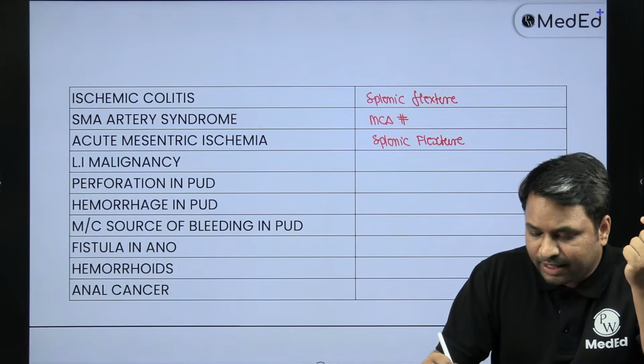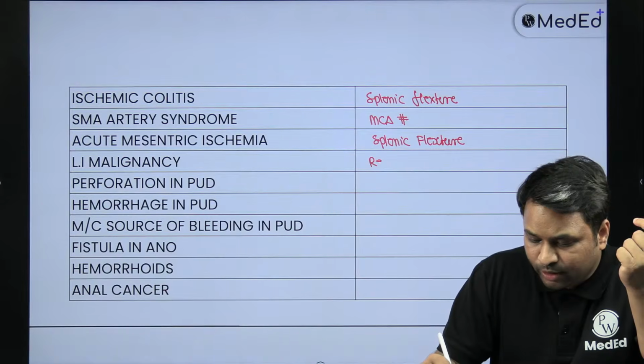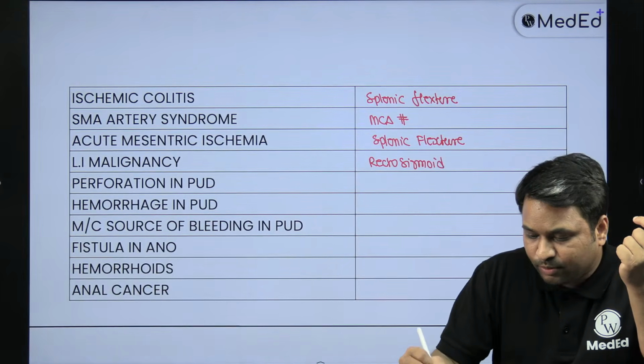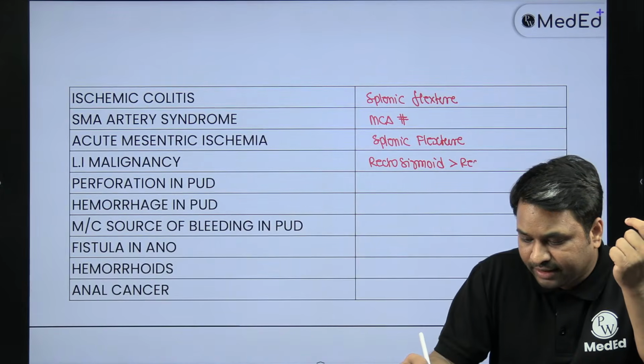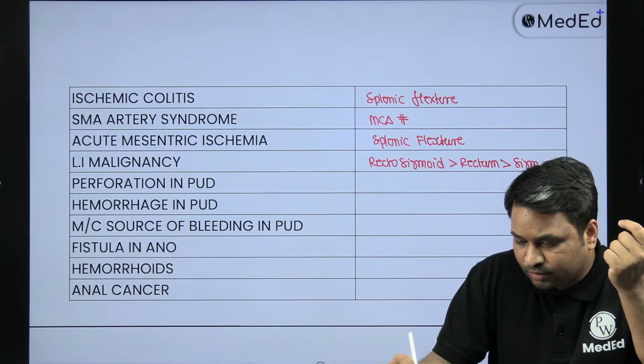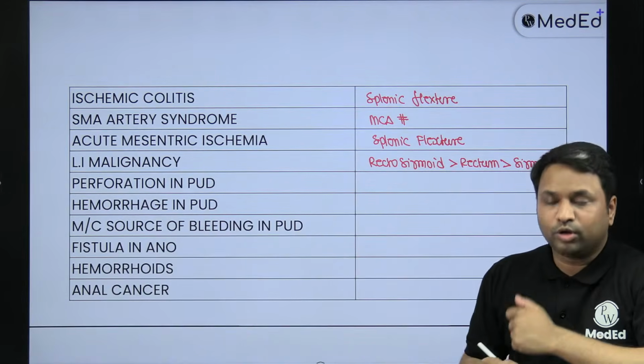For large intestinal malignancy, it is your rectosigmoid. If this is not in the option, then rectum. If it is not in the option, then it is going to be the sigmoid colon.